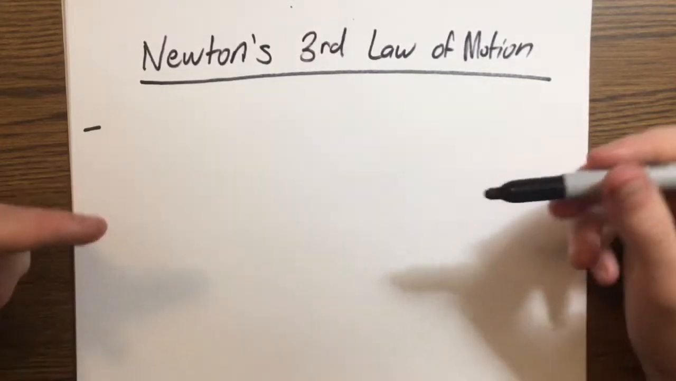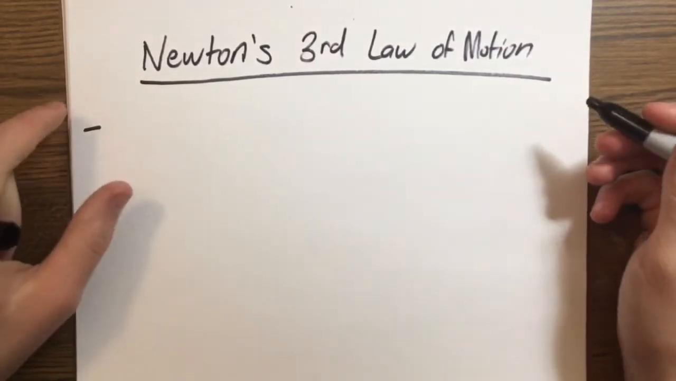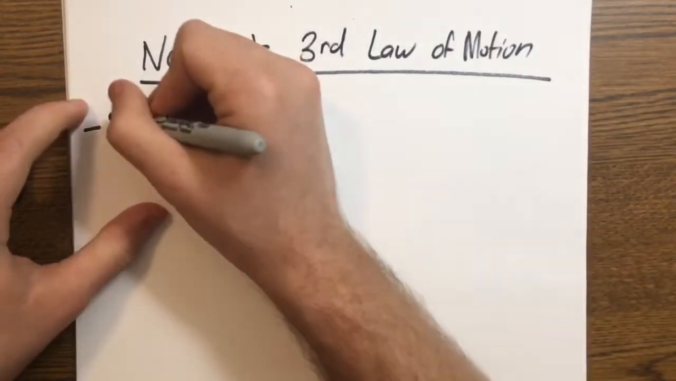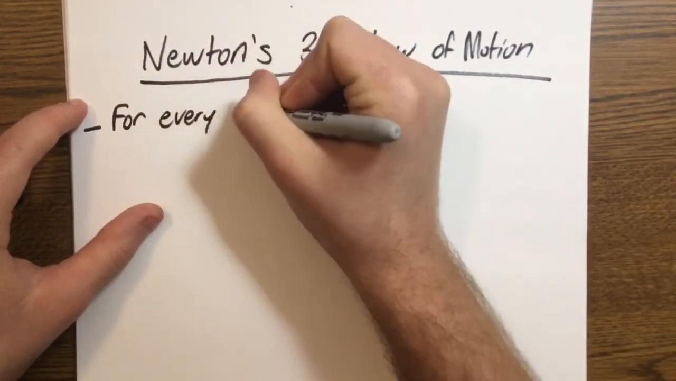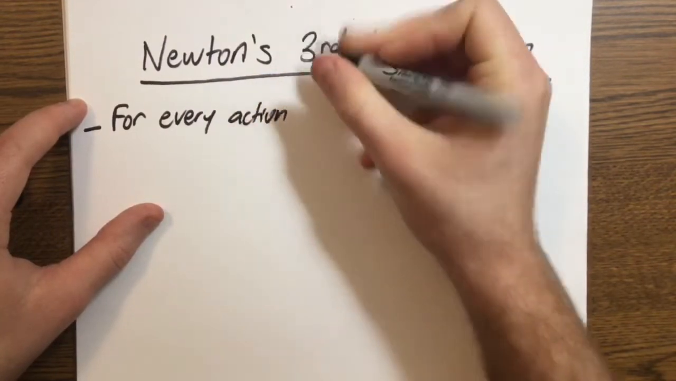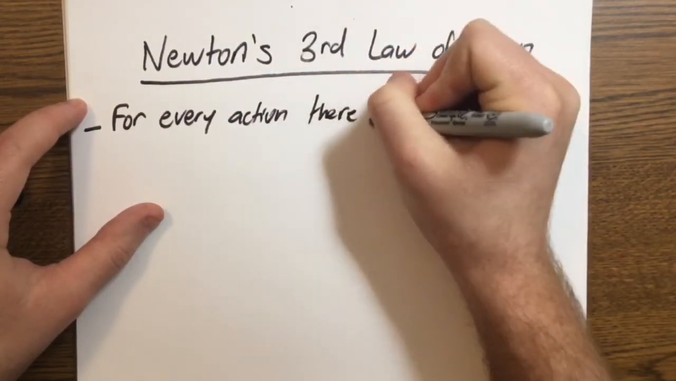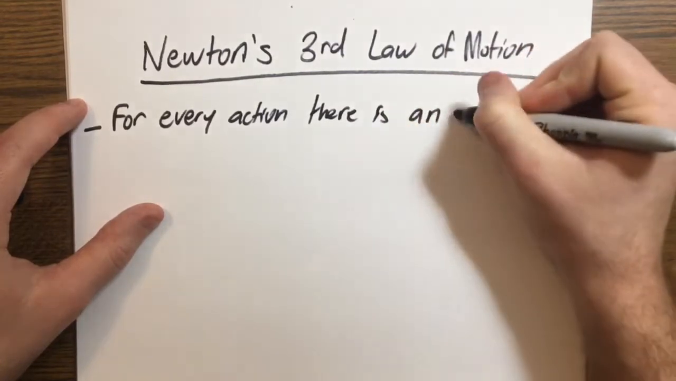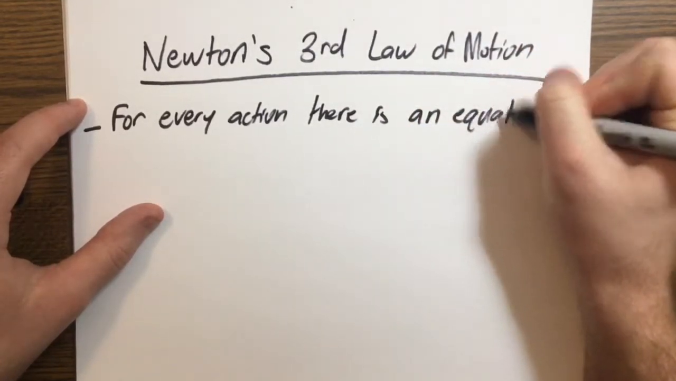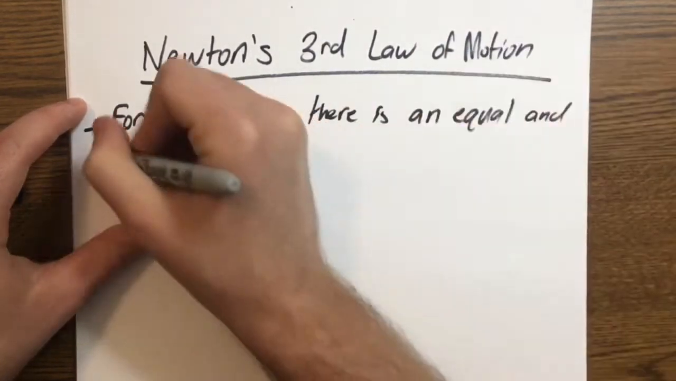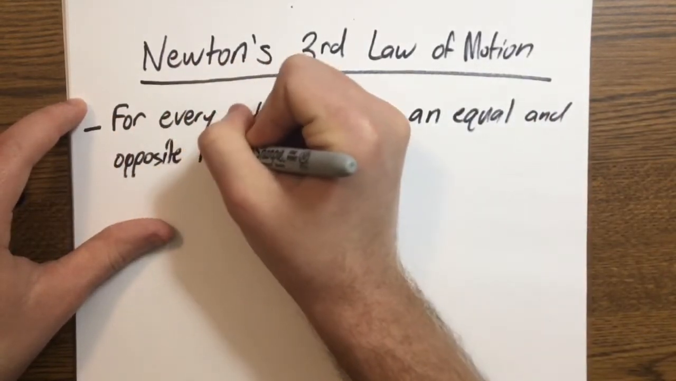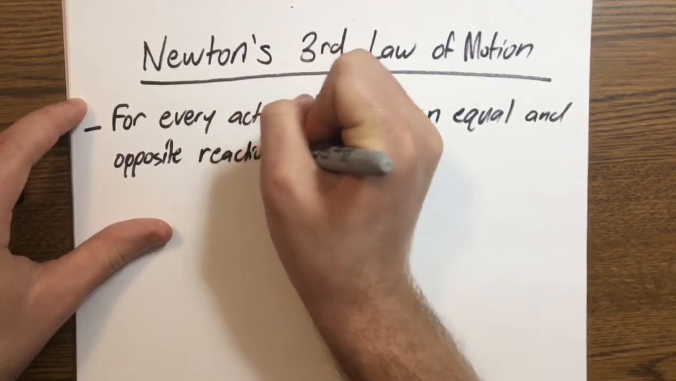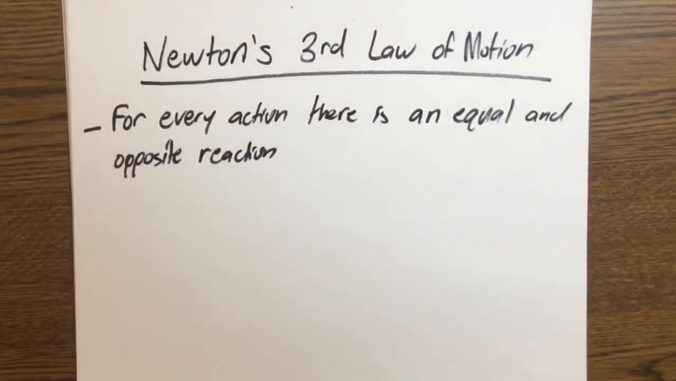All right, so today we're looking at Newton's third law of motion. This law states that for every action, there is an equal and opposite reaction. So, for every action, there's an equal and opposite reaction.